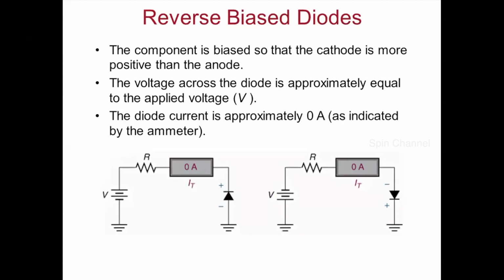Reverse bias diode: same circuit condition, but the diode direction is reversed here. The diode is said to be reverse biased when the cathode is more positive than the anode. I repeat, the diode is said to be in reverse bias condition when the cathode is more positive than the anode. So the current in the circuit is 0, and the drop across the diode is exactly equal to the applied voltage V in the circuit.